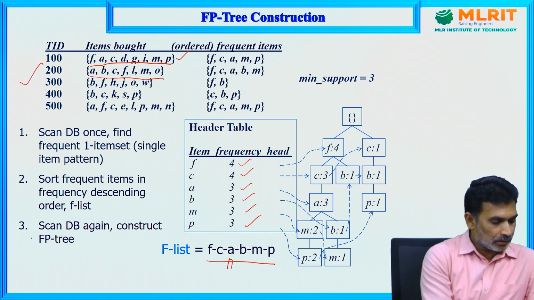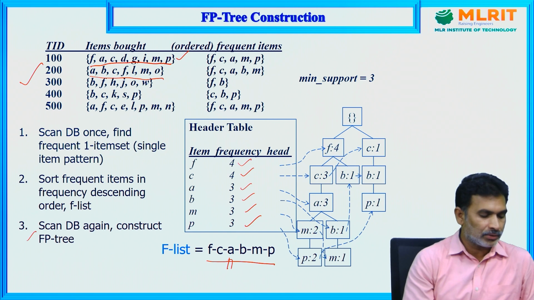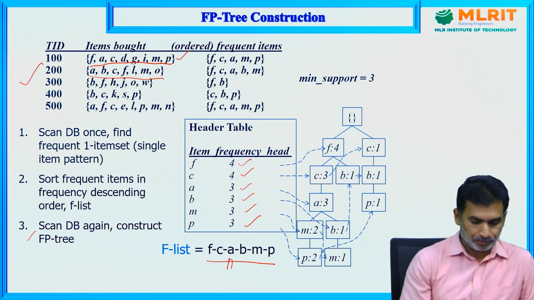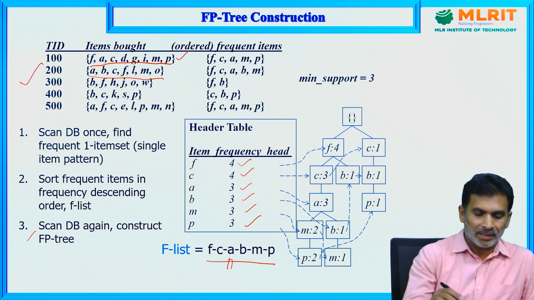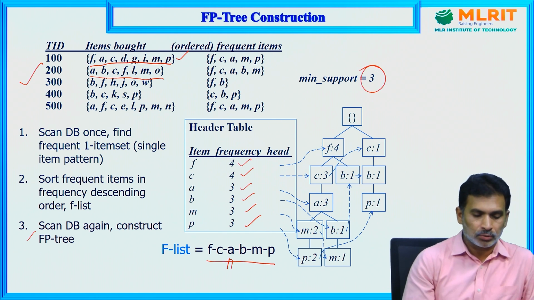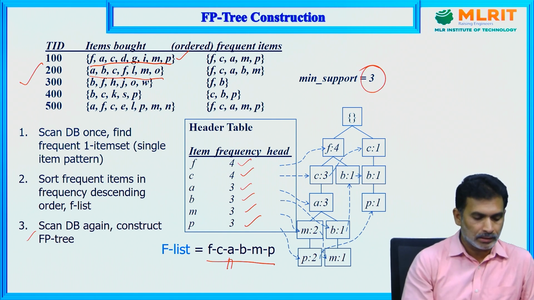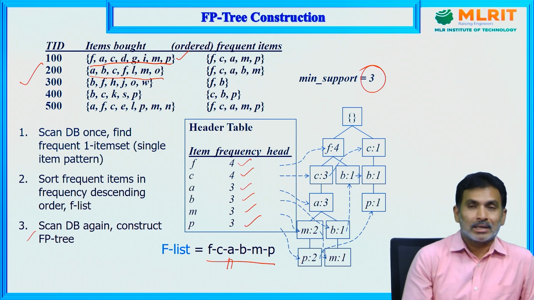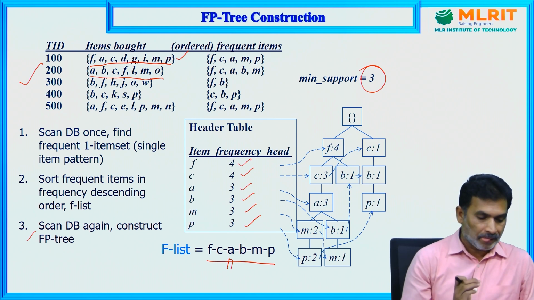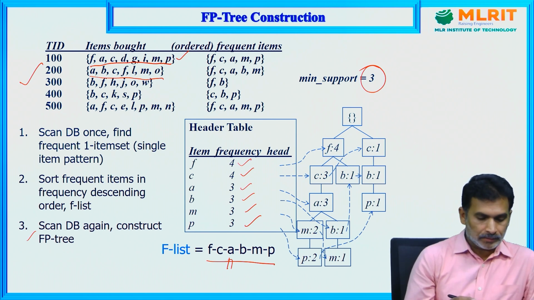Next, the third step: scan the database again to construct the frequent pattern tree. Let us quickly observe the minimum specified threshold, a minimum support equal to 3. That means if any item set is a frequent item set, its frequency, or support count, should be greater than or equal to 3. So in this case, we have to construct the frequent pattern tree.